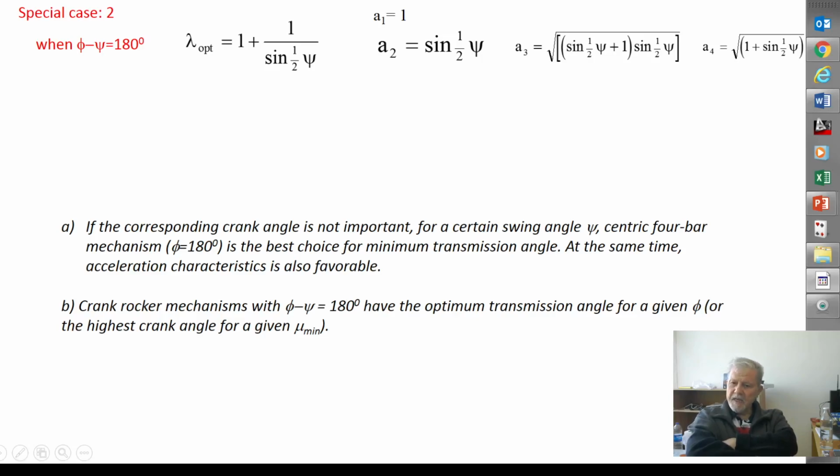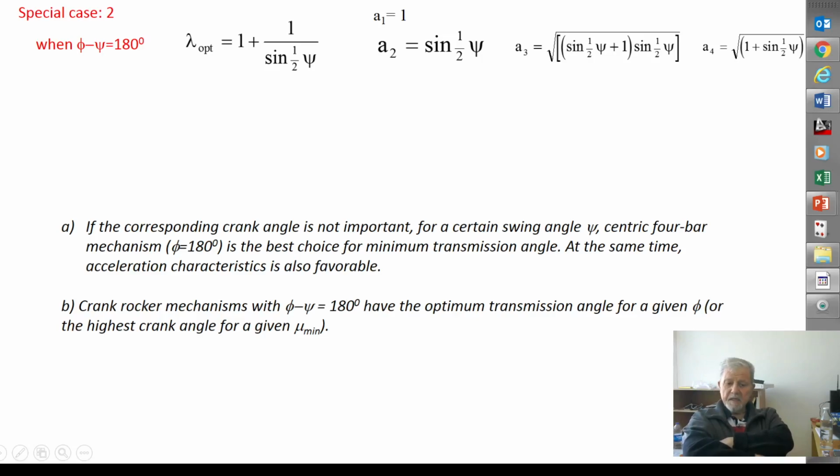This is something that I have discussed till now. In high-speed machinery, acceleration plays an important role. You don't want to have too high an acceleration at the output. The output angular velocity is not going to be constant, and it's going to change. And you want to keep the maximum acceleration within a certain limit. With centric forward, the maximum acceleration is the least for a given swing angle.